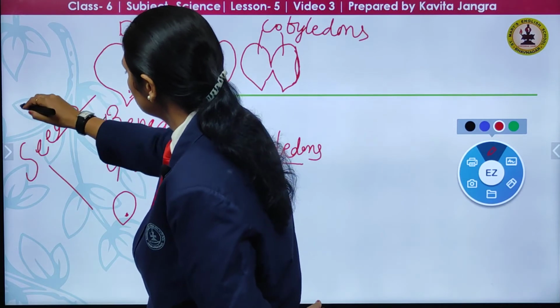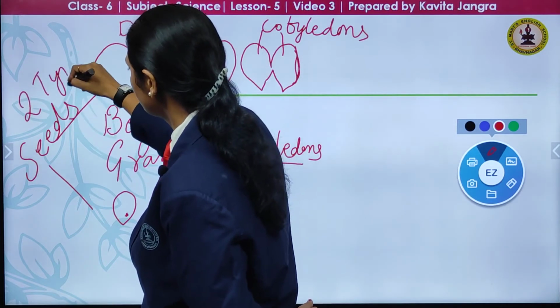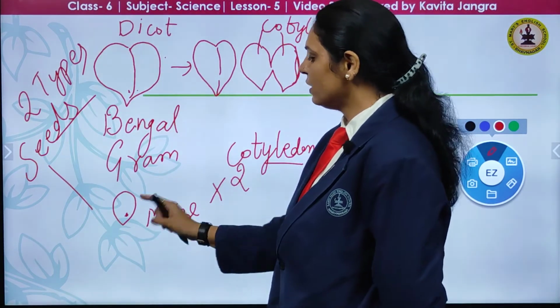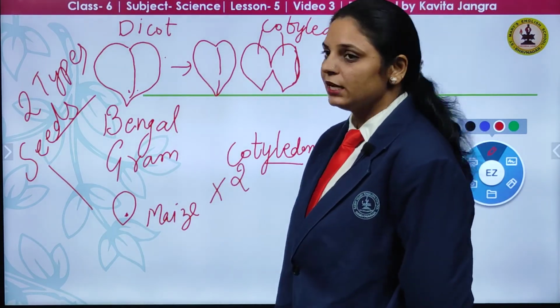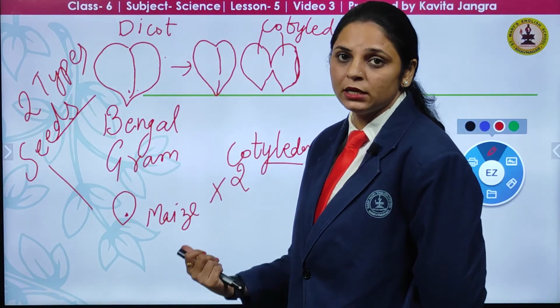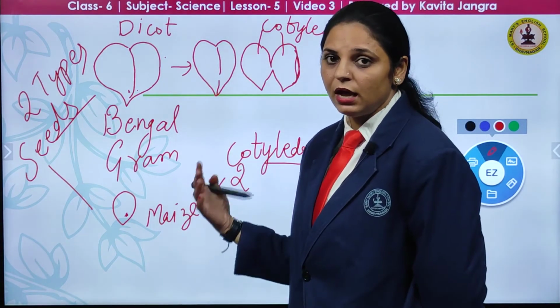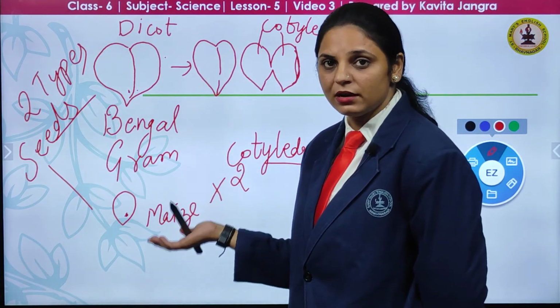These are the two types of seeds. One is dicot, one is monocot. Dicot you will find in Bengal gram, which you call chana in the local language, and this is maize, and others are present even in grass.